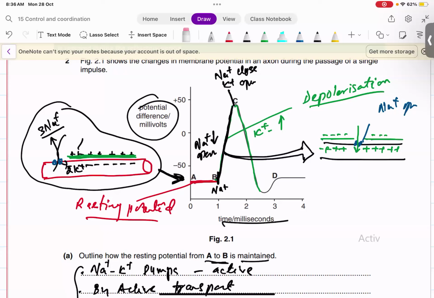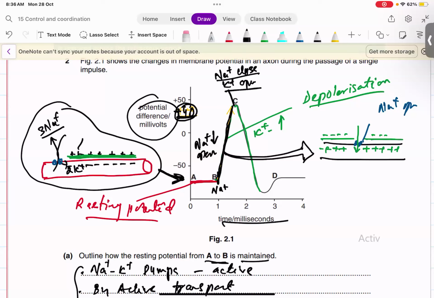So this graph is, you see, going up. This is going up to plus 40. So inside becomes positively charged and it reaches plus 40 millivolts. And this is known as depolarization. When this reaches plus 40, sodium channels close and potassium channels open.